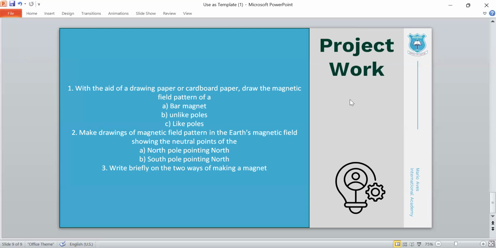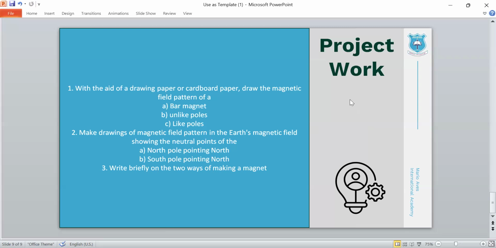And this is a project work that the students have to engage themselves with as they stay for some days at home. Number one: on a drawing paper or cardboard paper, draw the magnetic field pattern of A, a bar magnet, B, unlike poles, and C, like poles. I think I made the one of the bar magnet as we saw in the slide, and then for the remaining two, they can incorporate that in their work.